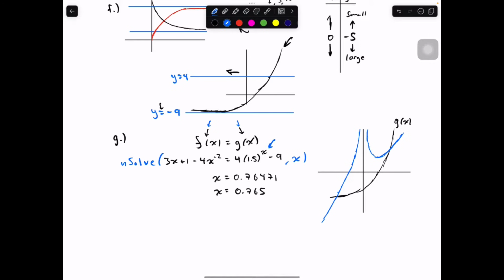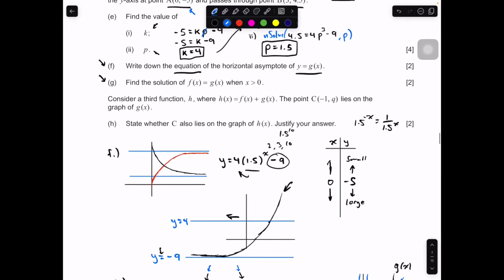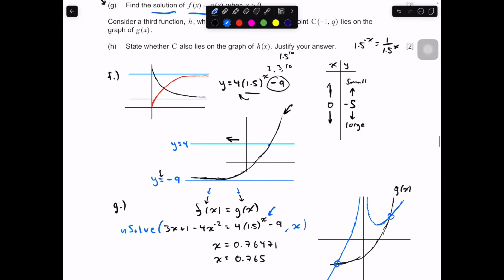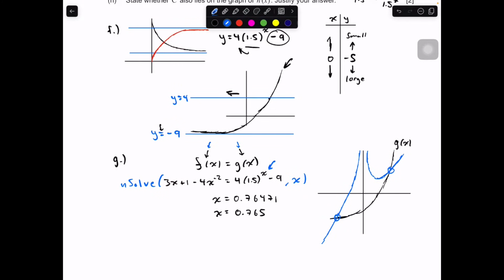Looking at this graphically, it looks like there might be two solutions, which might be something that nsolve might miss. Ah, I see. I'm sorry, this is my mistake in reading this. Find the solution of f of x when x is greater than 0. So although we might have two solutions, it's when x is greater than 0, so we're really just looking for this value right here. Let's go ahead and graph it, and we can look at this way to do it as well if you're more comfortable. Feel free to skip ahead if you're happy with the nsolve method.